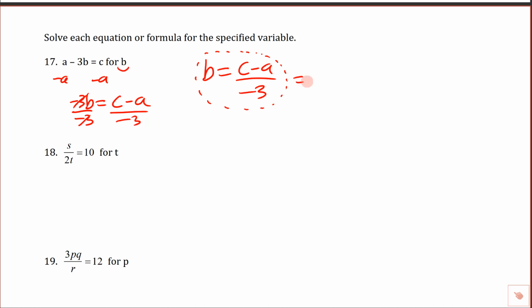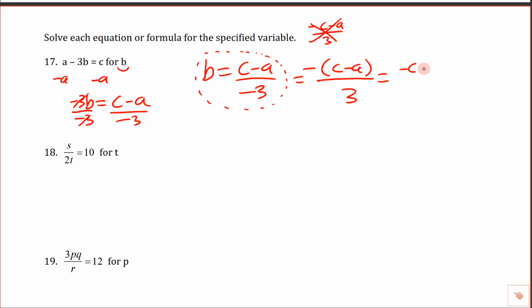So here's what we're going to do. We're going to take that and we're going to move it on the top. So this is going to be c minus a. And if you don't put the parentheses on here, what you'd get is minus c minus a over 3, and that is not going to be correct. That negative has to distribute through to everything in the numerator. So here's what we'd get.